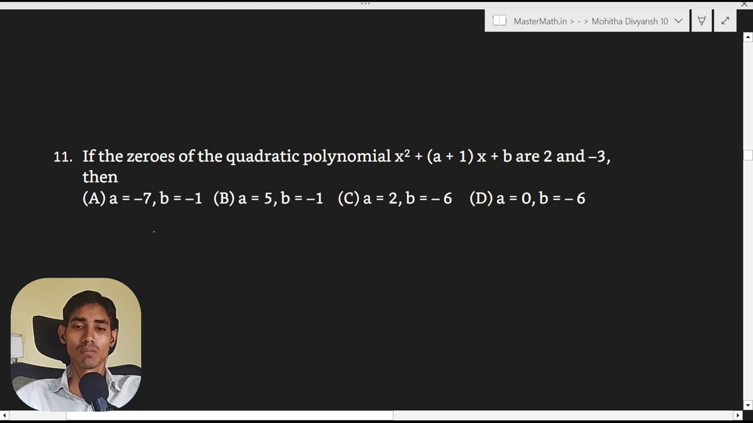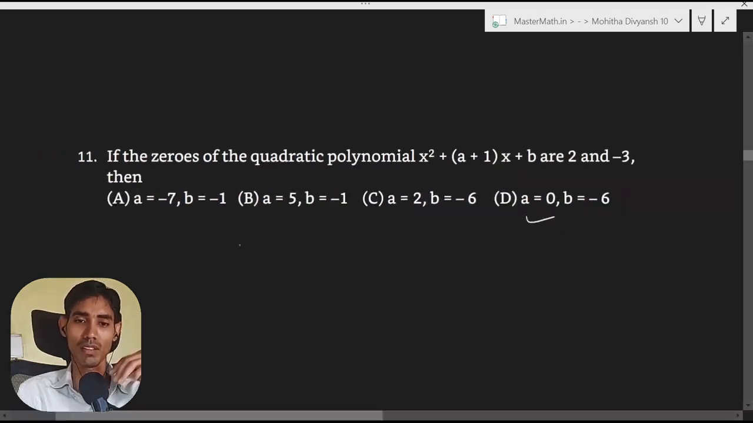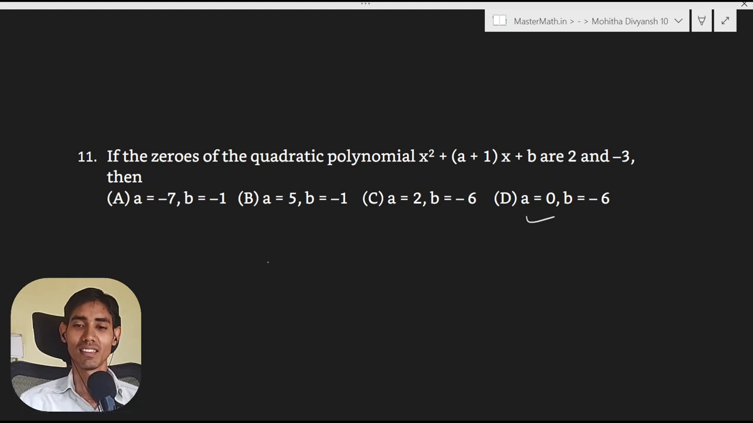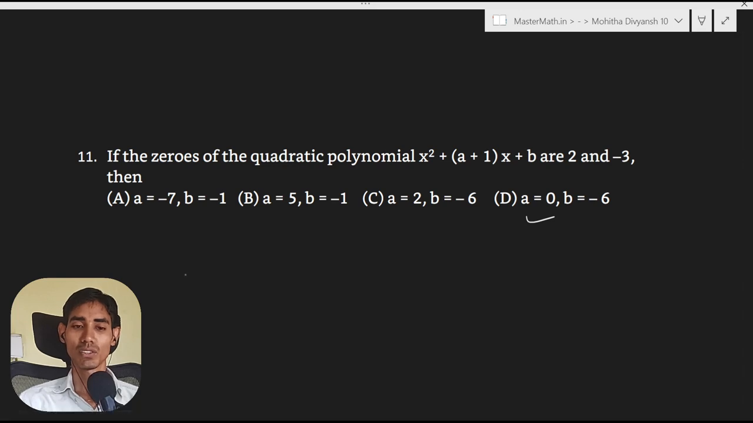A is equal to 0 and B is equal to minus 6. Okay, how did you get that? So 2 and minus 3. What's the reason? The zeros are 2 and minus 3.